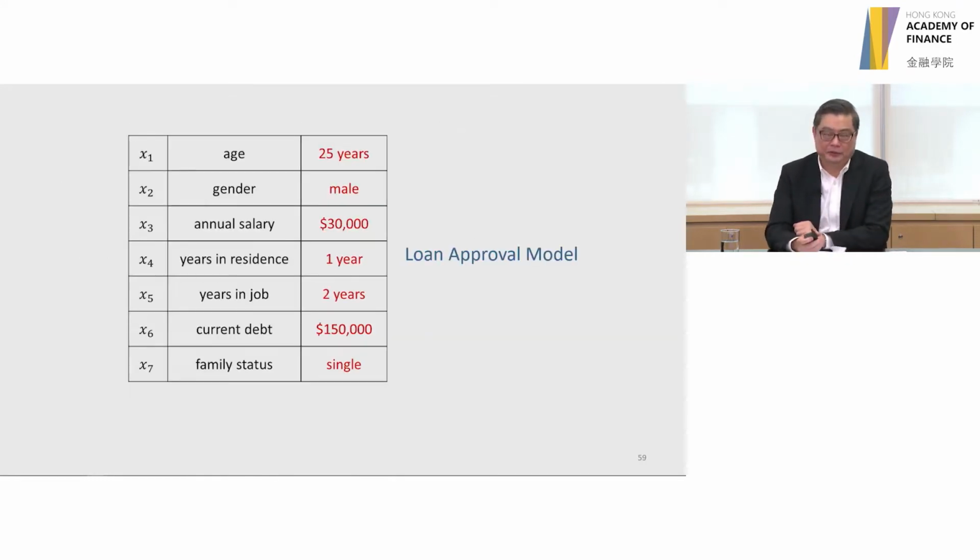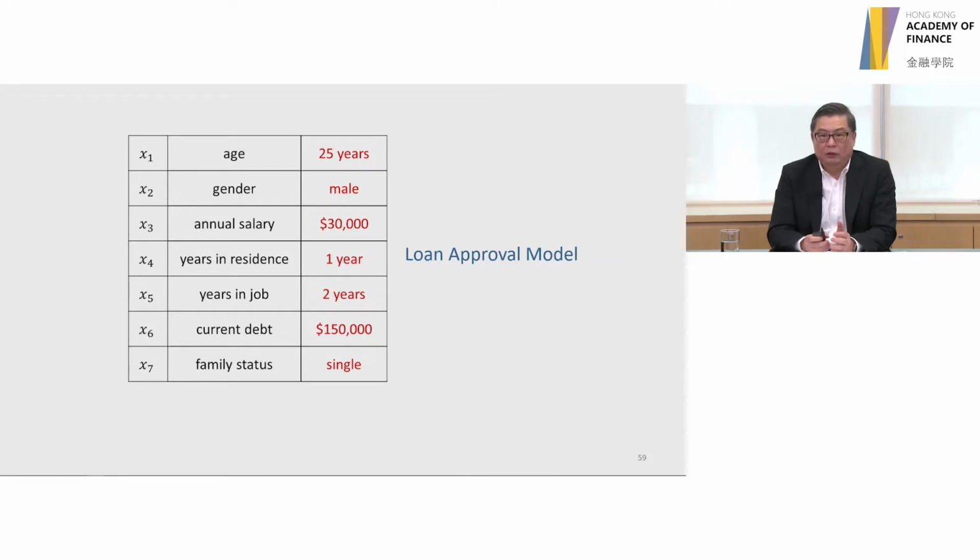Here's another example. Instead of recognizing digits, now you want to make a decision whether to approve a loan application or not. So the X are no longer pixels in the matrix as in the handwritten digit recognition problem. The X here could be age, could be gender, annual salary. In this example, I use 7 inputs. And the third column shown in red is a particular example in these 7 dimensions.